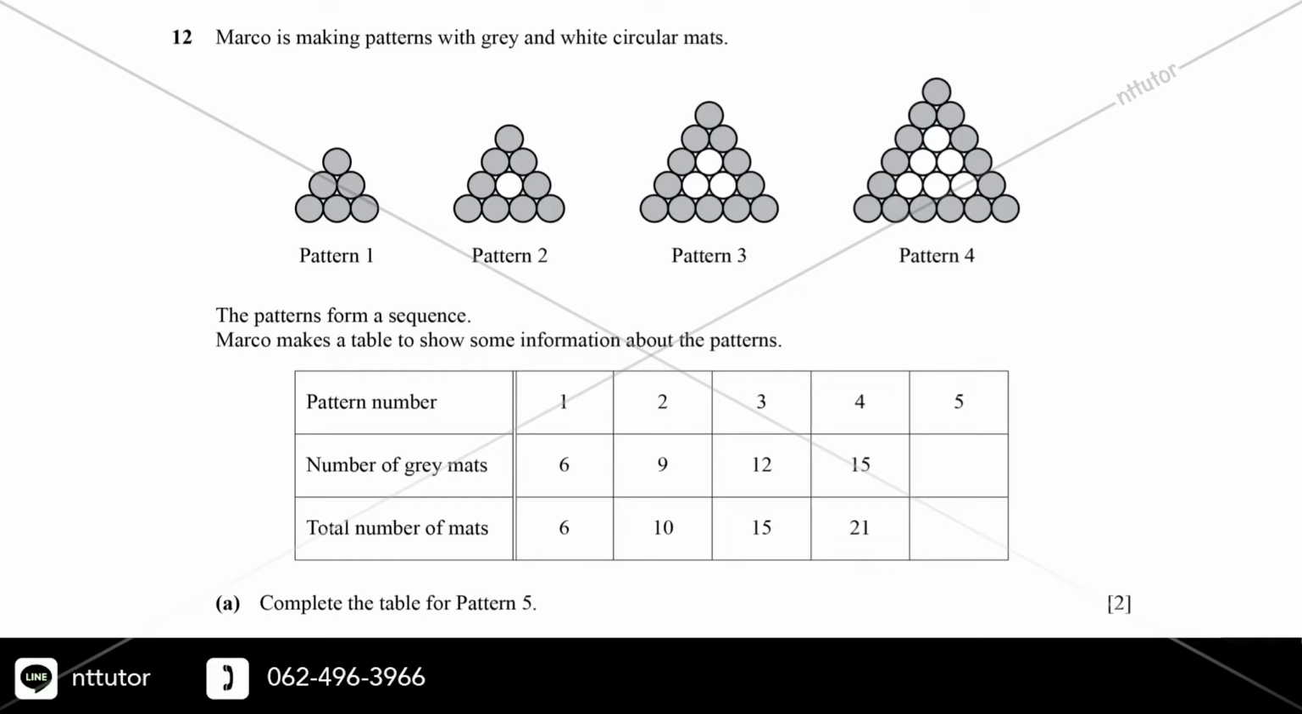Marco is making patterns with gray and white circular mats. The patterns form a sequence. Marco makes a table to show some information about the patterns. A. Complete the table for pattern 5.